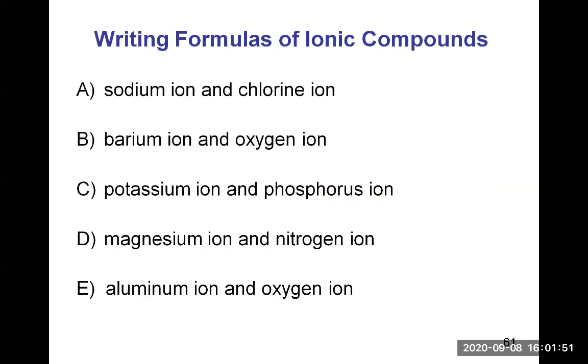So let's practice writing formulas for ionic compounds. Let's say you have these combinations of ions. I want you to pause the video so that you are practicing this before you watch the answer. It is important that you practice on your own before you watch the answer so that you learn. So, what will be the formula of the compound formed between the sodium ion and the chlorine ion?